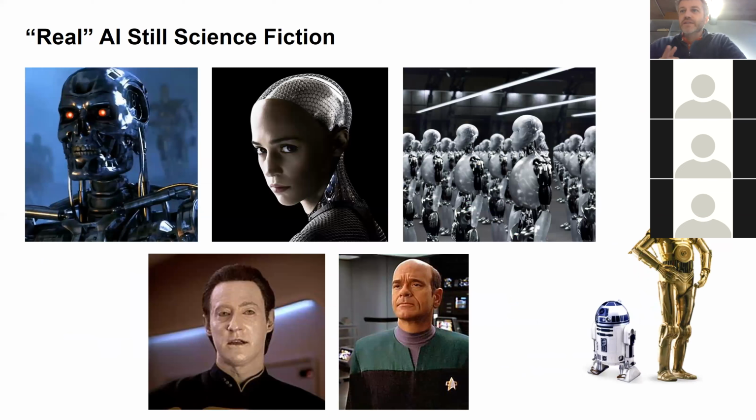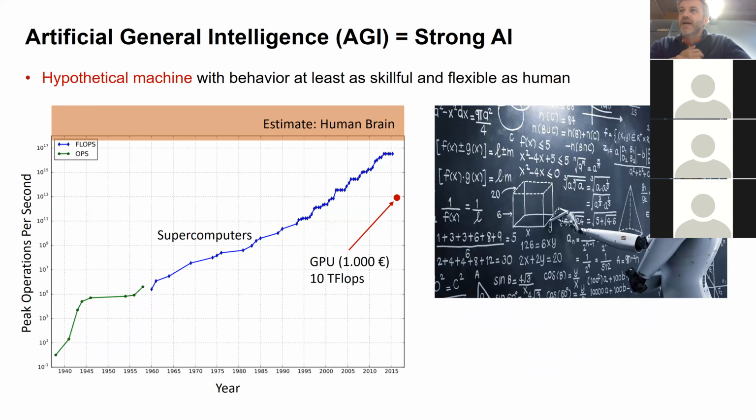So coming to the end of the first part, how far are we away from real science fiction, so from real AI? And there nobody knows. It's unclear whether all we know from artificial intelligence can ever reach so-called artificial general intelligence. It would be a machine with a behavior at least as skillful and flexible as a human. But regarding computer power, it should not be a problem. It's more the problem of whether we find the right architectures.